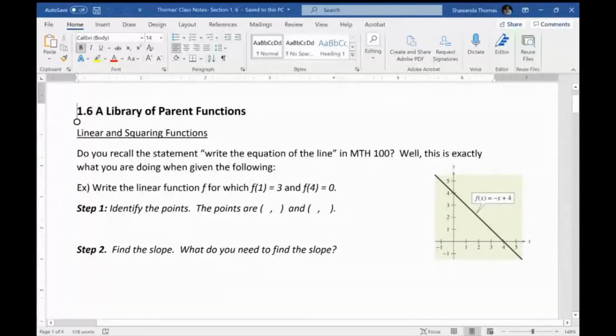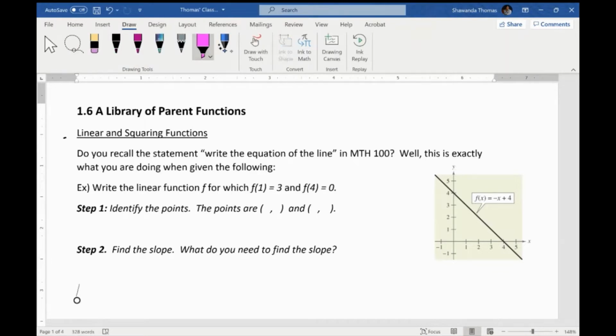Do you recall the statement, write the equation of the line in Math 100? Well, this is exactly what you're doing when given the following: write the linear function f, for which f of 1 equals 3 and f of 4 equals 0.